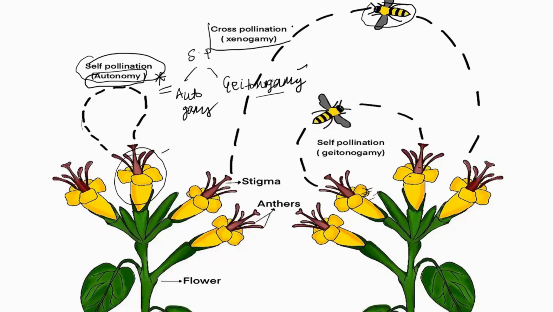Cross-pollination, on the other hand, is xenogamy, where the two different flowers are on two different plants. So I hope we have cleared the concepts of self-pollination, cross-pollination, their advantages and disadvantages.